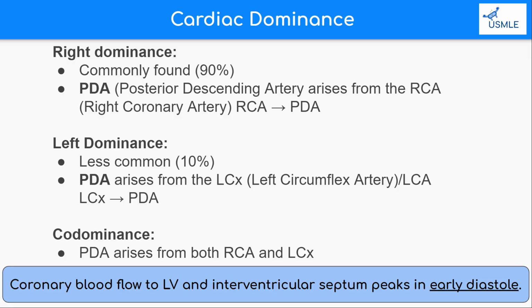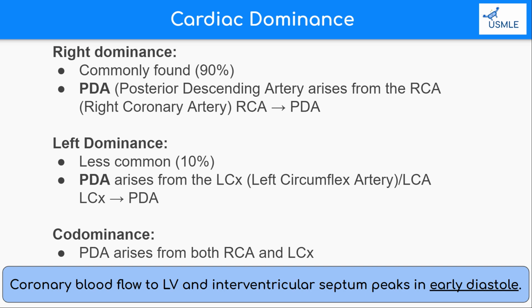Here is a quick look into cardiac dominance. Just remember, the origin of the posterior descending artery determines the dominant circulation. If a person is right dominant, it means the PDA is supplied by the right coronary artery. If the person is left dominant, it means that the PDA arises from the left coronary artery.